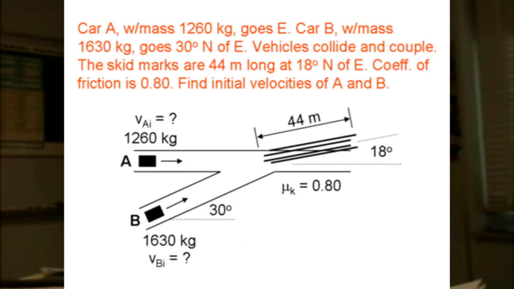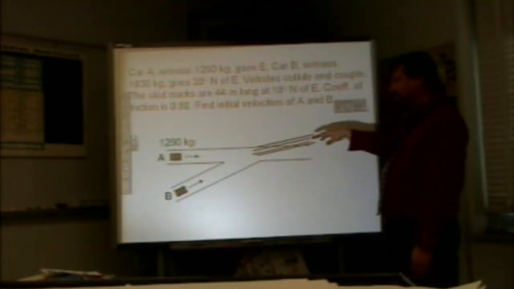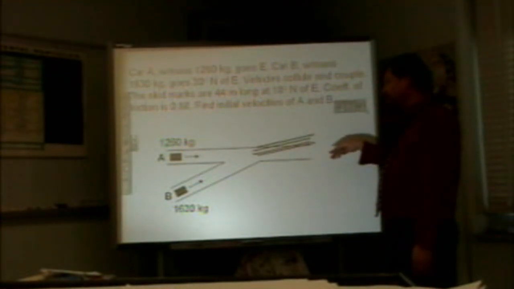We have car A with a mass of 1,260 kilograms going east. Car B with a mass of 1,630 kilograms goes 30 degrees north of east. The vehicles collide and couple, and skid marks are 44 meters long, at 18 degrees north of east. The coefficient of sliding friction is 0.8. Find the initial velocity of both cars A and B. So we've got to put in all our information.